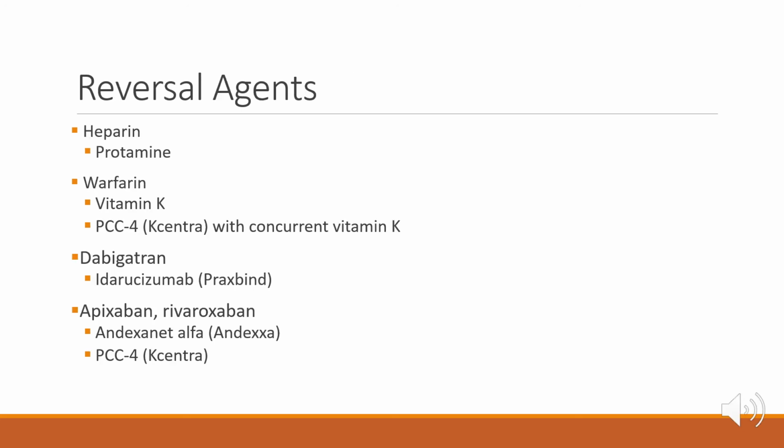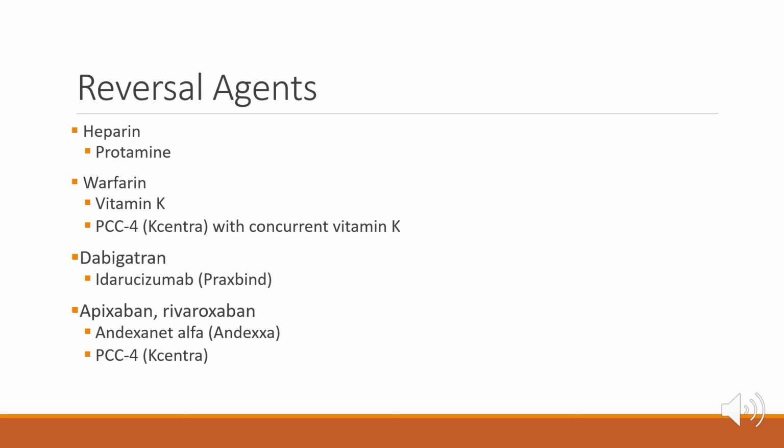There are different reversal agents available for many of our anticoagulants that can be used if a patient presents with significant bleeding while anticoagulated. So heparin's specific antidote is called protamine, and then for warfarin, vitamin K can be used by itself to restore hepatic clotting factors and achieve prolonged hemostasis, or Kcentra can be used in addition to vitamin K to achieve rapid INR normalization within minutes.